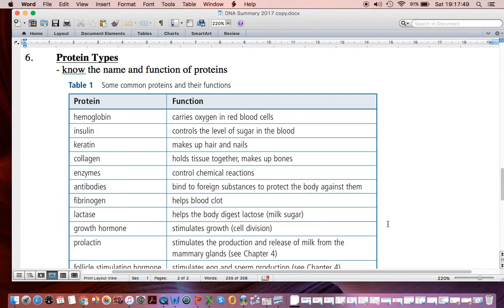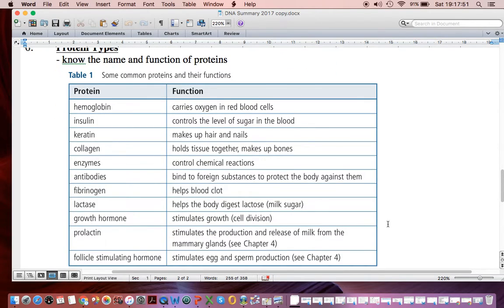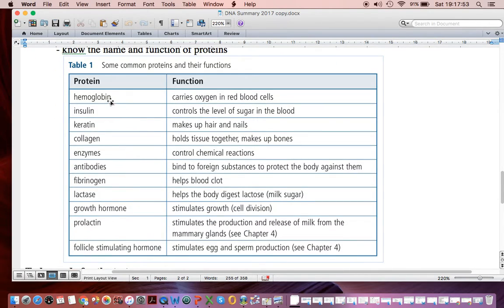You should also memorize the name and function of different proteins. So we have hemoglobin, very important for transporting oxygen in red blood cells, and it combines with iron. Insulin is going to help cells absorb sugar, and so you don't get high blood sugar levels, you're getting it in the cells so it can be used. Keratin, hair and nails, and we carry on.